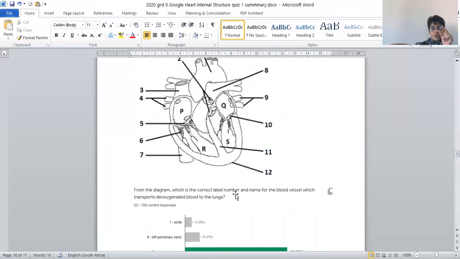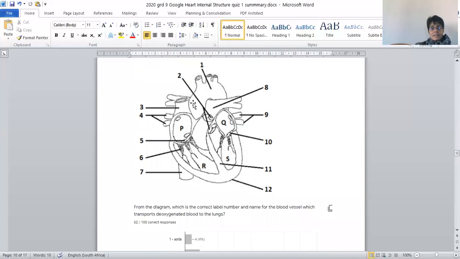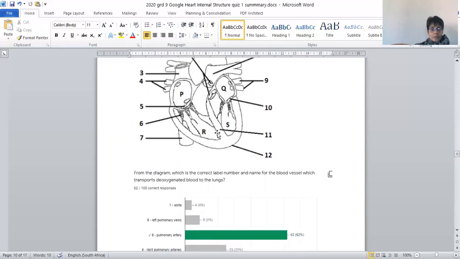Now, when you get a question like this, you get 1 mark only. Label, number, and name for the blood vessel which transports deoxygenated blood to the lungs. So it's going to be this blood vessel, pulmonary artery number 8, and it branches, taking this branch here deoxygenated blood to the left lung, and this branch on this side taking deoxygenated blood to the right lung.